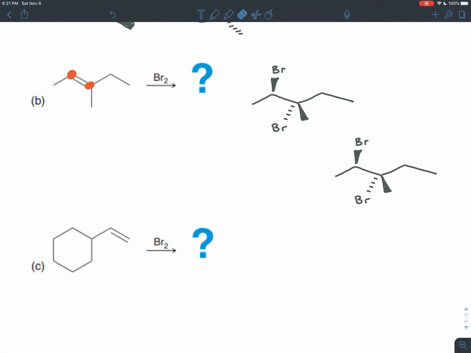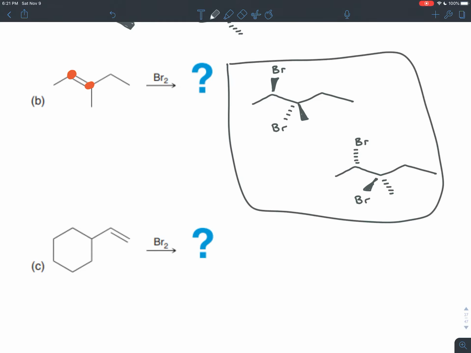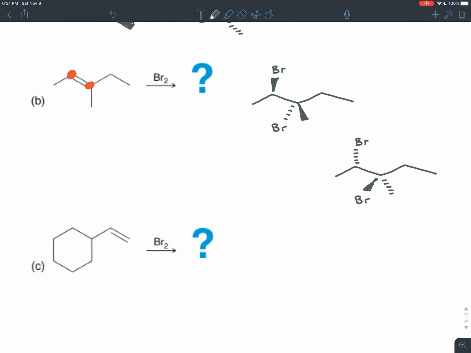To get the enantiomers, you just switch all of the stereochemical bonds. So if one is coming out, you make it going away. If one is going away, you make it coming out. And so these two molecules are the two enantiomers that you'd get in a 50-50 mixture if you did bromination with this alkene.